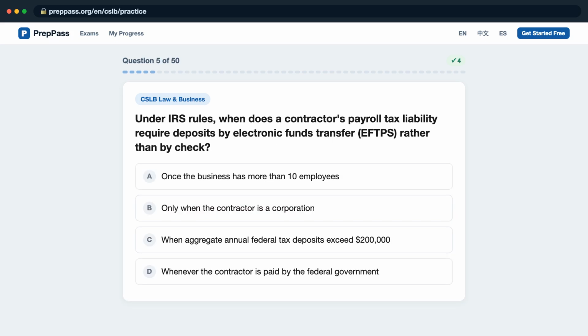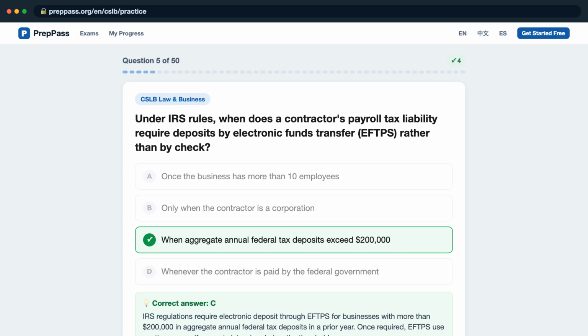Question 5. Under IRS rules, when does a contractor's payroll tax liability require deposits by electronic funds transfer, EFTPS, rather than by check? Is it A, once the business has more than 10 employees? B, only when the contractor is a corporation? C, when aggregate annual federal tax deposits exceed $200,000? D, whenever the contractor is paid by the federal government? The correct answer is C.